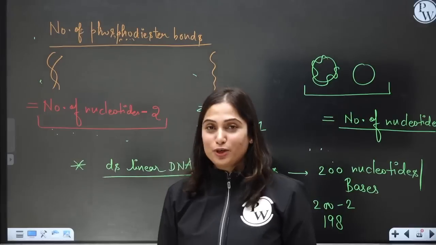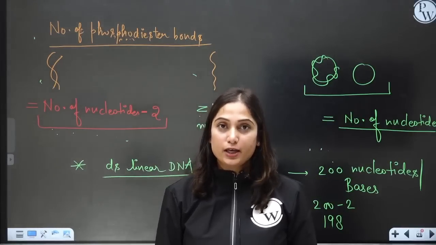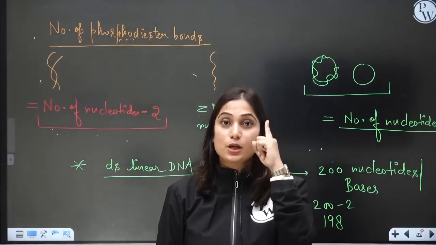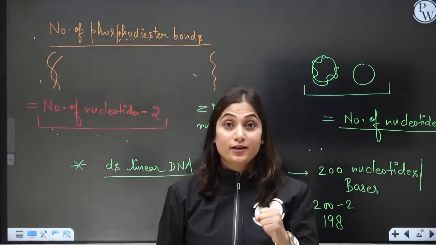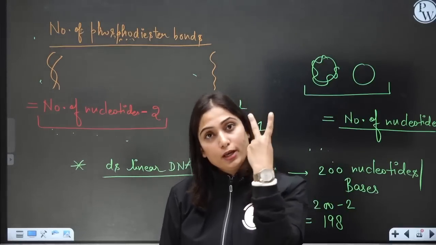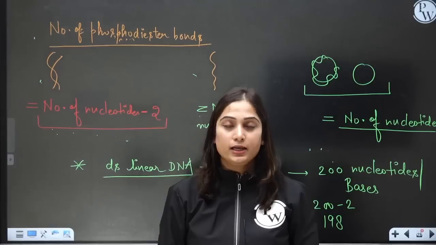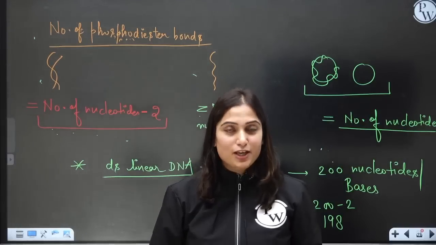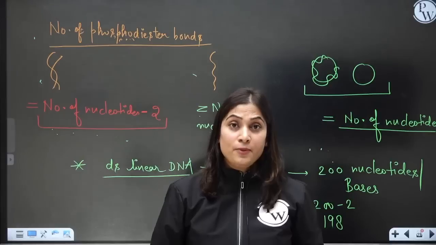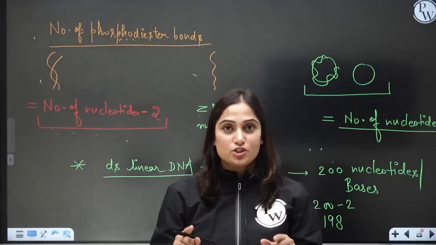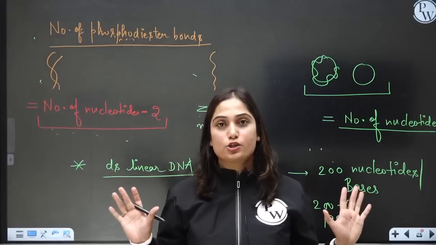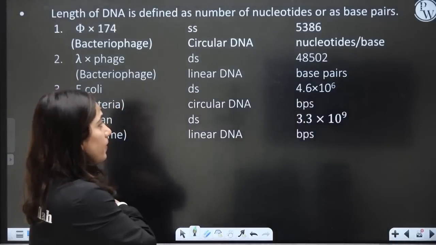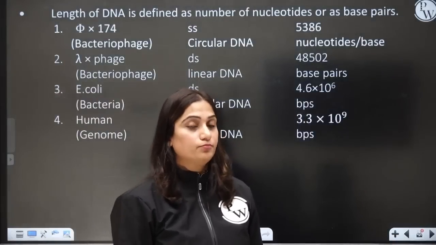And what will be the number of glycosidic linkages? The number of glycosidic linkages will always be equal to the number of nucleotides, because one nucleotide contains one glycosidic linkage. But a phosphodiester bond is present between two nucleotides. And be careful, you have to first convert the base pairs into nucleotides. If the question directly says nucleotides, then there is no need for conversion. Okay, let's move further. Yes, this is the important data in NCERT.